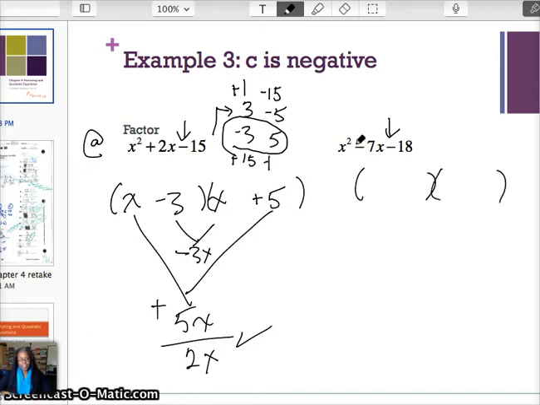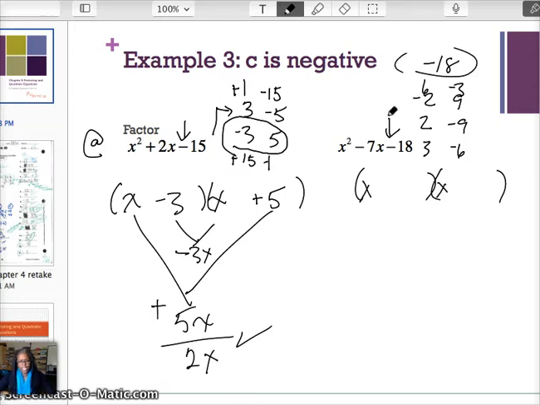So we know that to get the x squared, I'm going to get the x here on both of these binomials. And then I have a negative 18. And how can I get a negative 18? I know the signs must be different. So I'm looking at 2 and negative 9, or negative 2 and positive 9, positive 3 and negative 6, or 6 and a negative 3. And of course I could do 18 and 1.